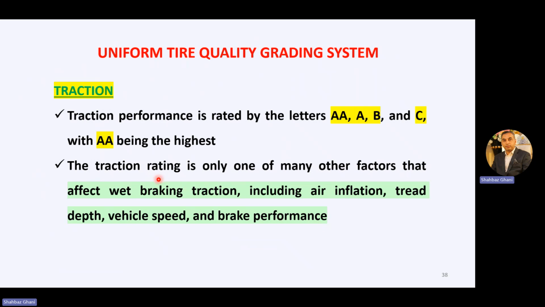So traction properties are defined by these letters, and double A means being the highest traction we get from this tire. And in our case, we have the A rating, so it is slightly less than double A, the highest traction rating. The traction rating is only one of the many other factors that affect wet braking traction, including air inflation, tread depth, vehicle speed, and brake performance.